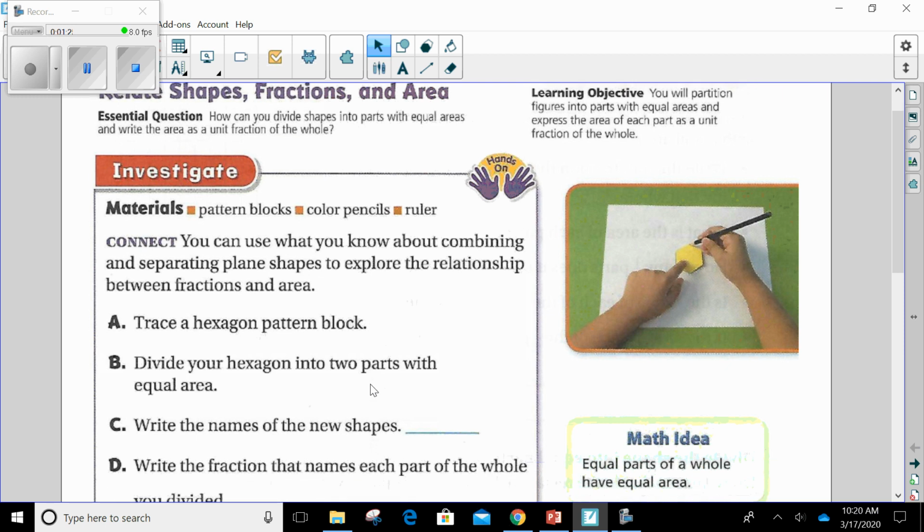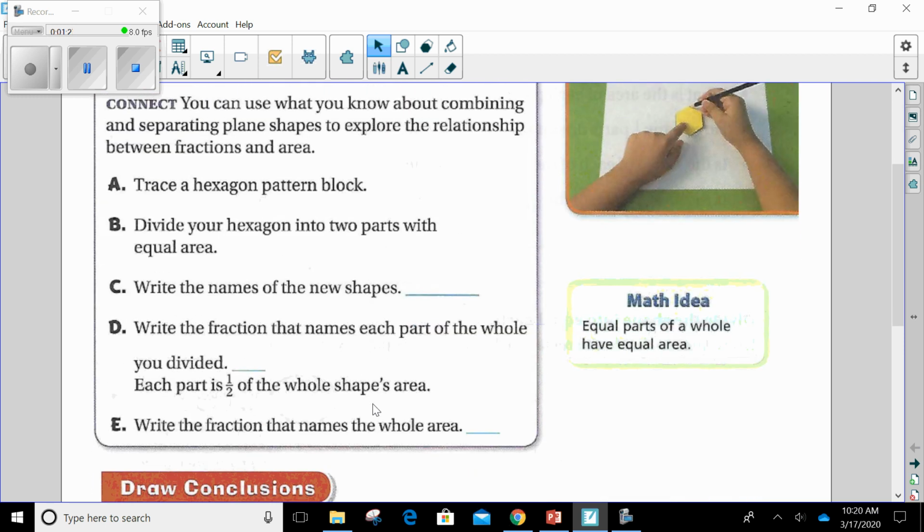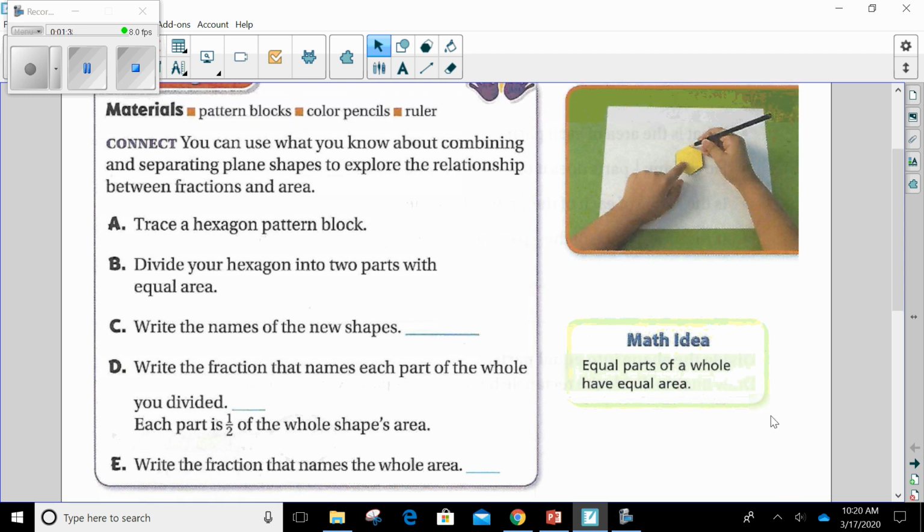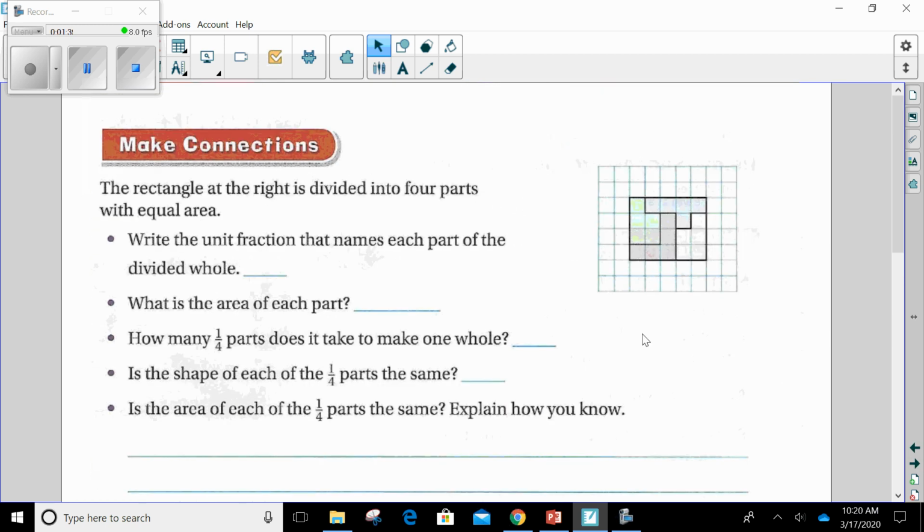Okay, ladies and gentlemen, we are going to skip this whole first page because we don't have a pattern block, and we're just going to move on. If you happen to have a pattern block, go for it. You may do it. Okay, let's go to the next one.